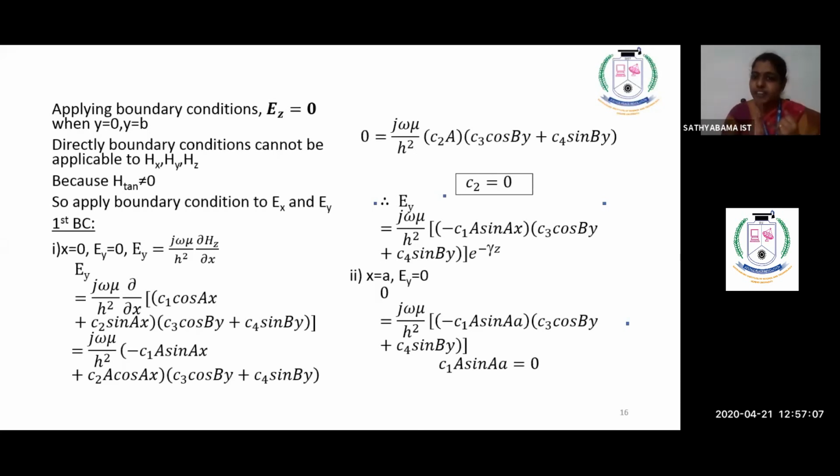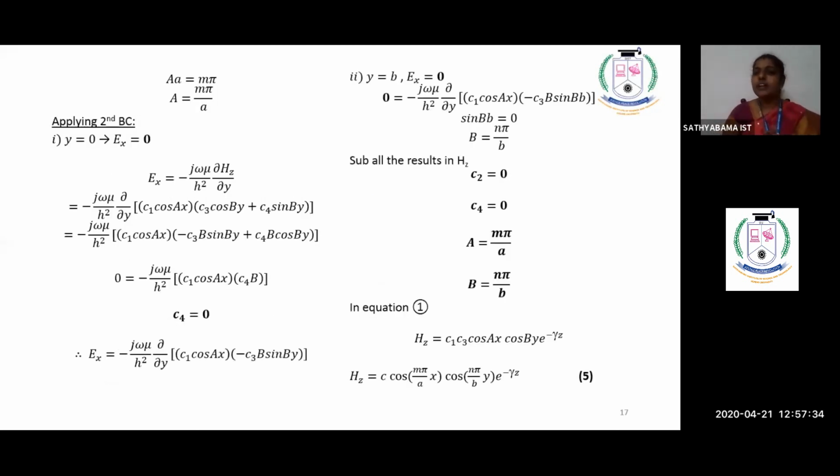So what are the first two boundary conditions I'm applying here? Y equal to 0 at Ez equal to 0, y equal to b at Ez equal to 0. Why did I make Ez equal to 0? Because on the surface of the conductor, only the electric field can be 0. The magnetic field cannot be 0 because the magnetic field exists on the surface of the conductor. Understood? So by applying the first two boundary conditions, I got C2 equal to 0 and A equal to one constant value, m pi by a.